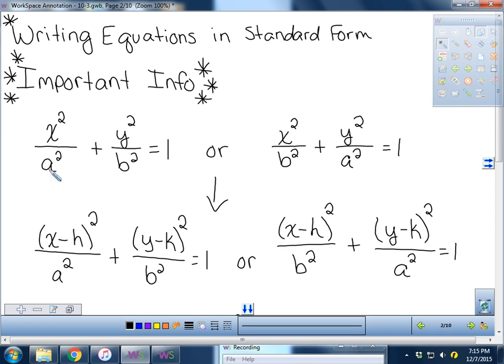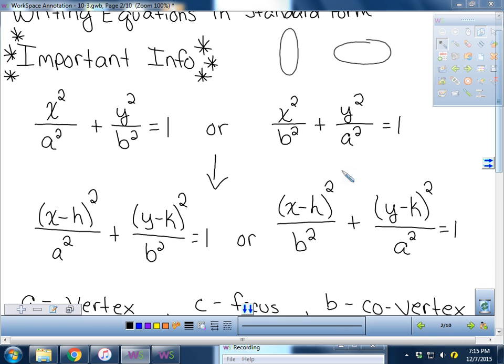And the thing is, depending on where A is at, A will tell you if you're going to have an ellipse that is up and down or one that is left to right. Okay. Now the thing about these is these are really close to hyperbolas, which we'll talk about in the next section. But there's a difference between your A's and your B's. If A is underneath the X, then that means it's going to be a left to right one. So kind of like your x-axis goes left to right, this tells you that. All right, if A is underneath the Y, that tells you that it's a tall one or a more elongated one up and down, just like your y-axis goes up and down.